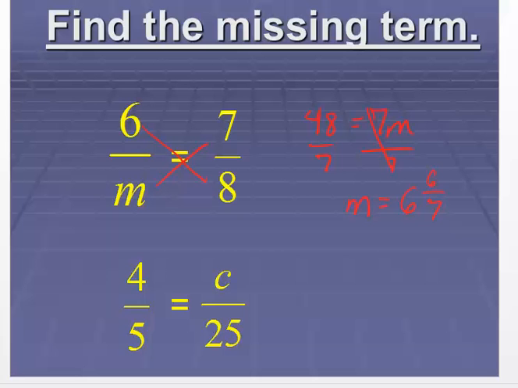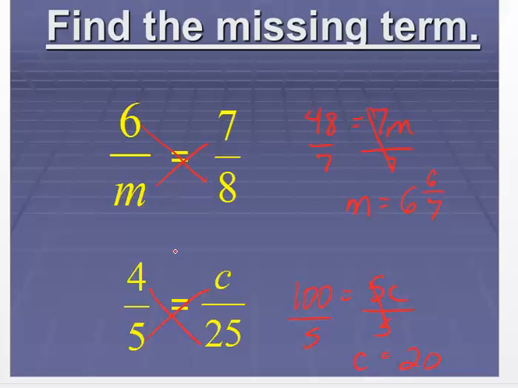Our last cross multiplying example, we're going to solve for C. So I'm going to multiply my extremes. 4 times 25 is 100 equals, and my means, 5 times C is 5C. When we divide by 5, we find that C is 20.